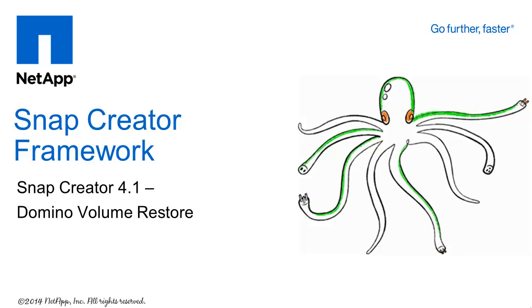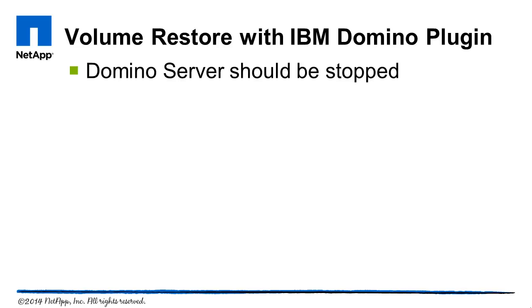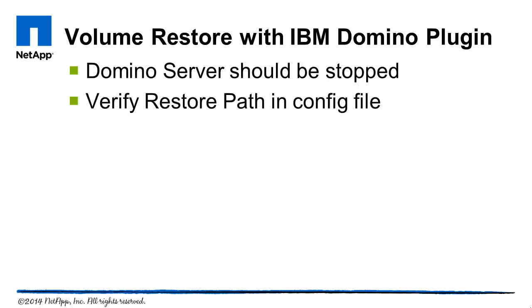Today we're going to discuss volume restore with the IBM Domino plugin in Snap Creator 4.1. Before starting the volume restore process, the Domino server should be stopped. You should also verify the data restore directory in the configuration file to verify that the change info will be applied to the correct directory.